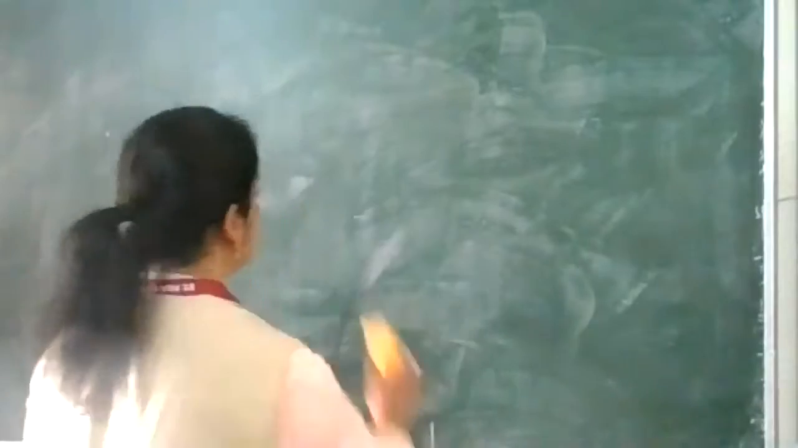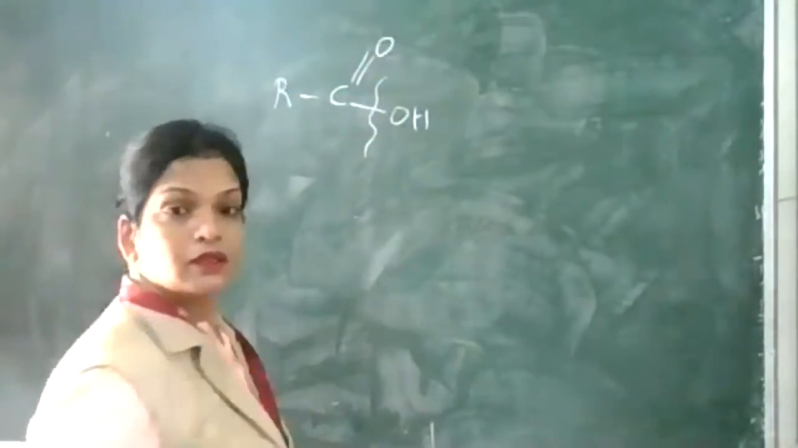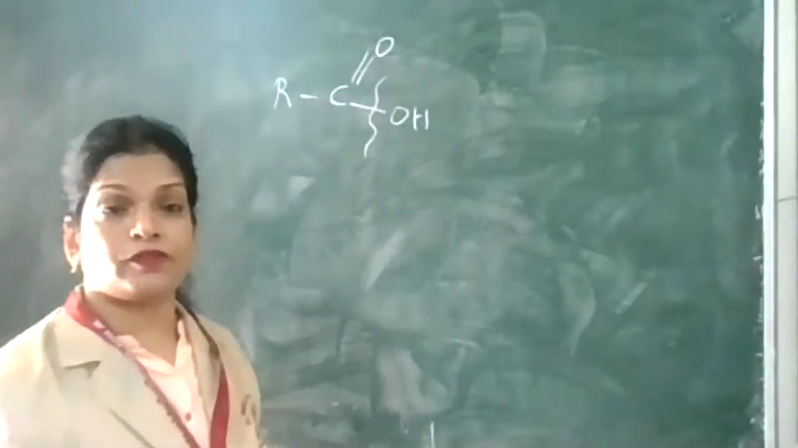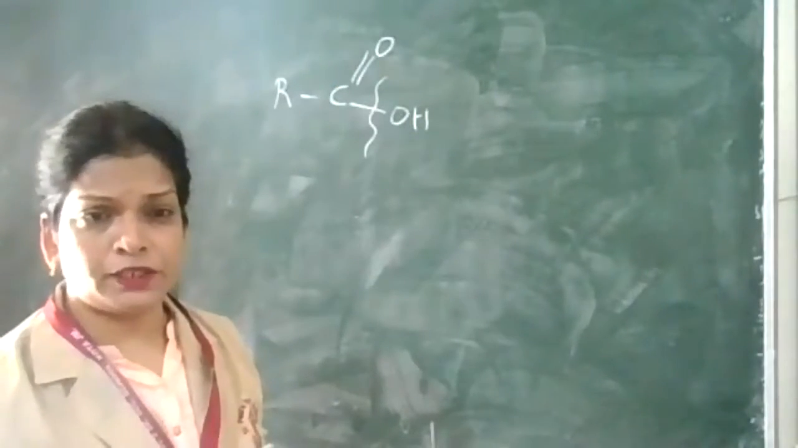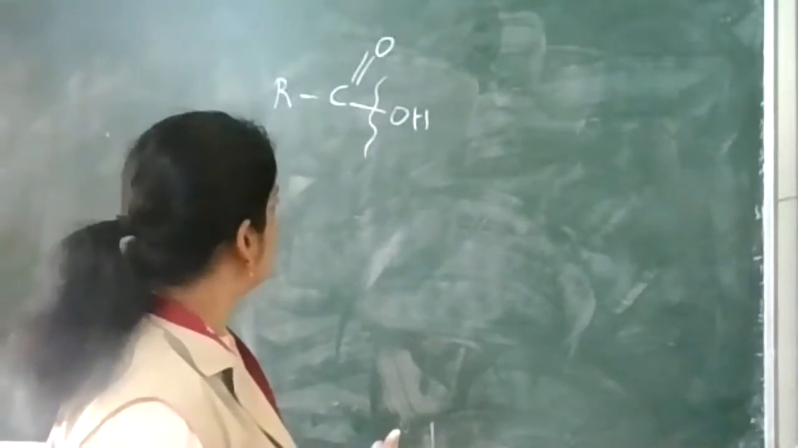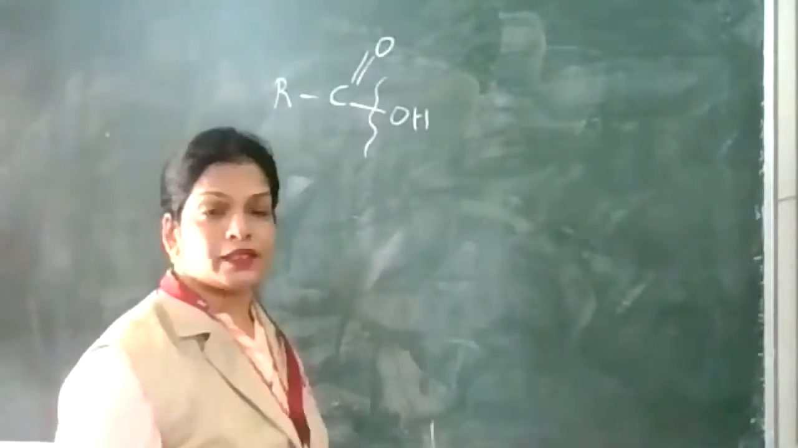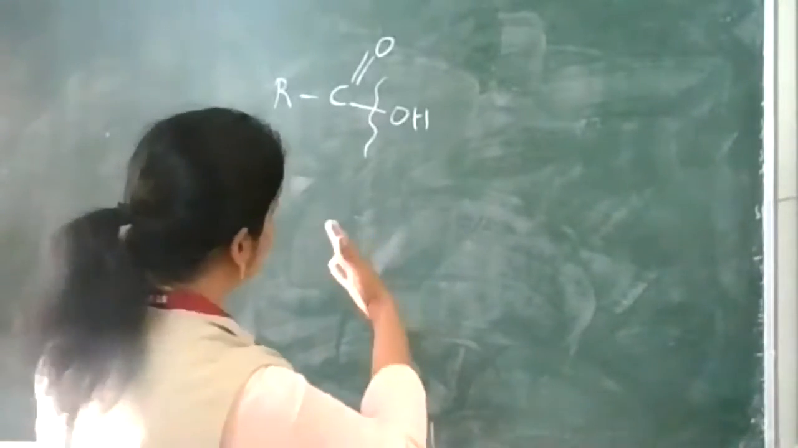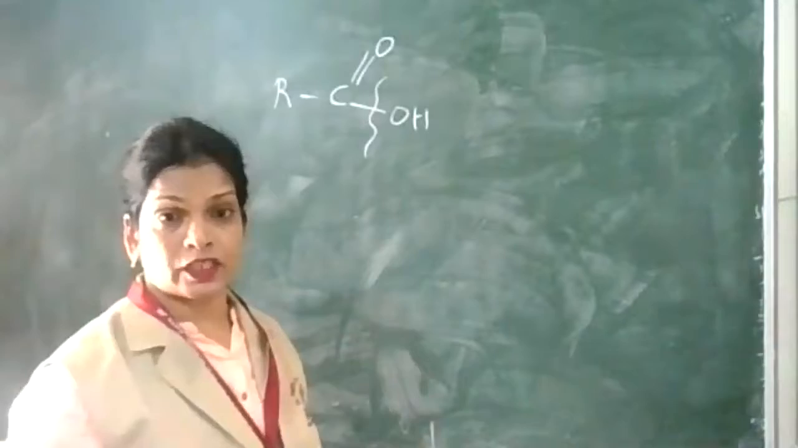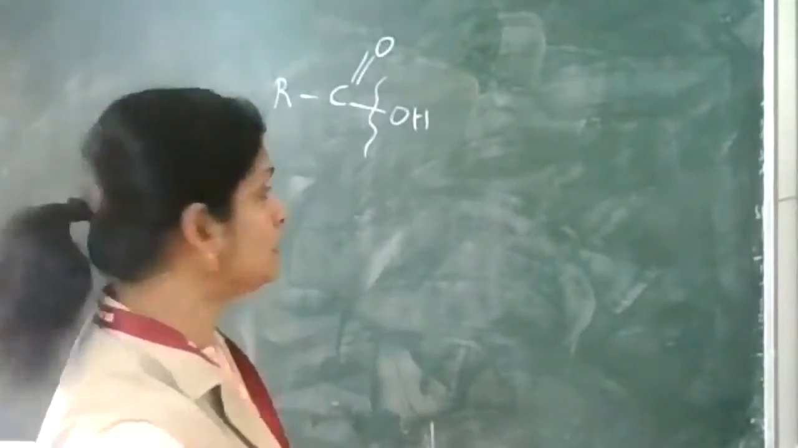Next, cleavage of the C-OH bond, R C double bond OH. This shows the reactions with Lucas reagents: PCl3, PCl5, SOCl2. That means this OH can be replaced, and the corresponding Cl can come over here, with PCl3, PCl5, SOCl2. What we have seen in the case of alcohol, the same reactions occur.